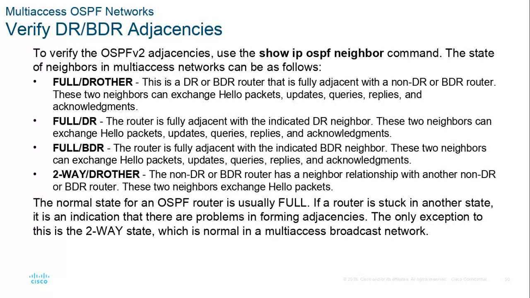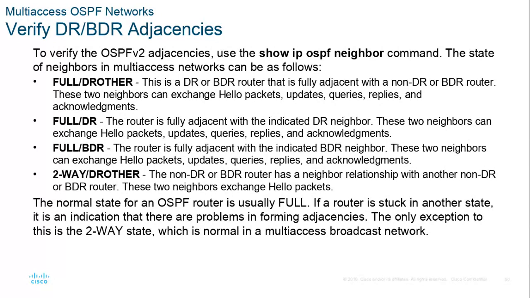And two-way DROther is a neighbor relationship between non-designated routers, routers that are neither designated nor backup designated router. They still have neighbor relationships with other routers. They still exchange hello packets. So normally it's going to be the full state.